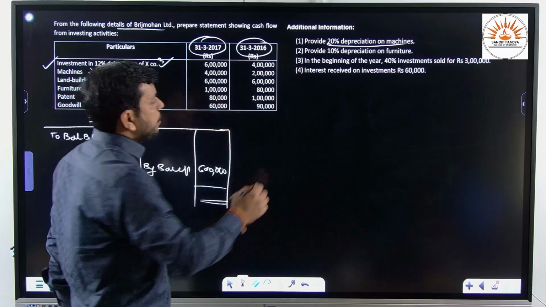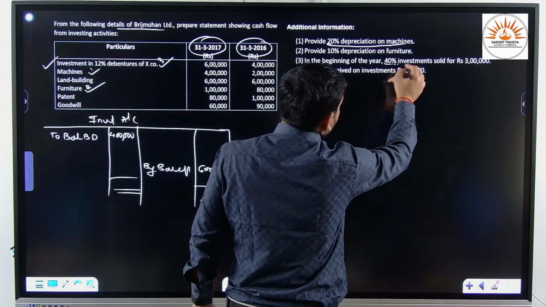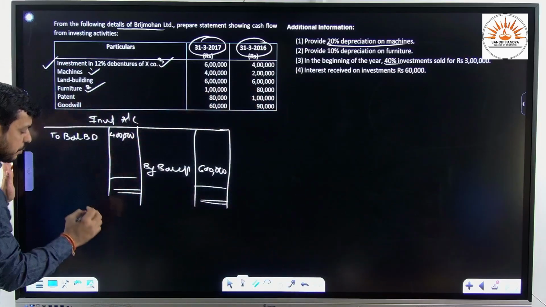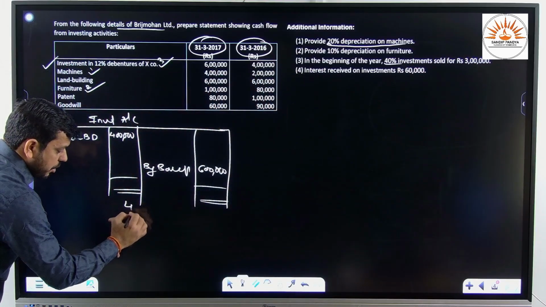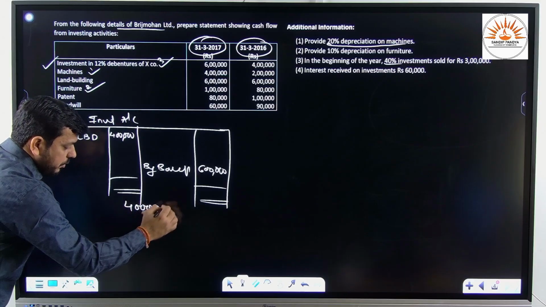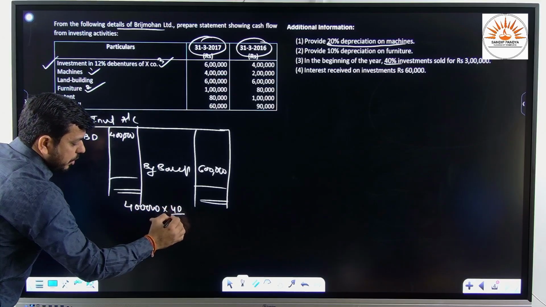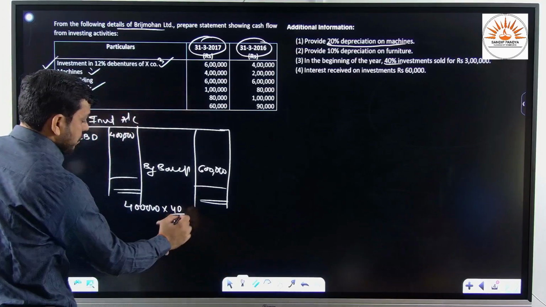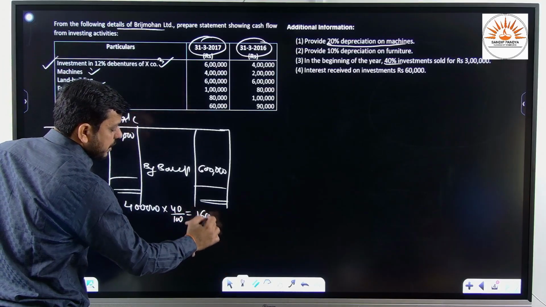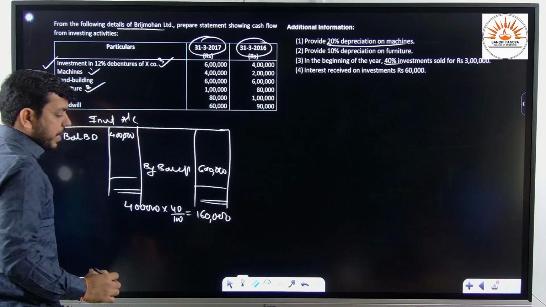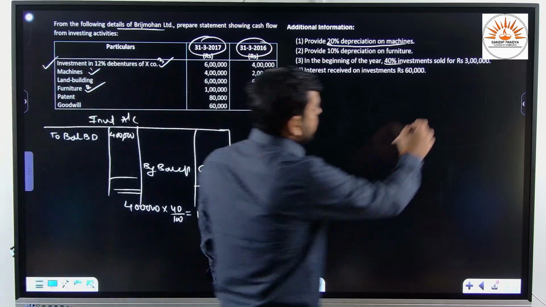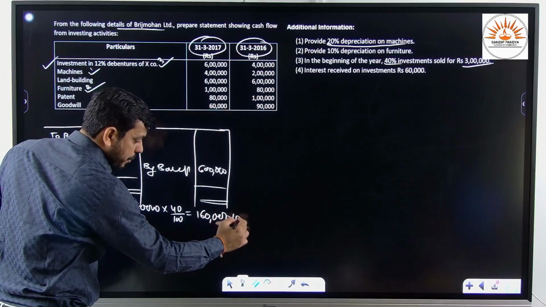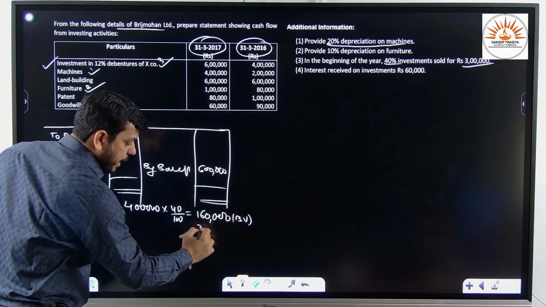But here we have been given that in the beginning of the year 40% of investment are sold. So what was the value in the beginning? That is 4 lakhs. So let me show you the calculation. 4 lakhs into 40%. So is it 40%? Yes, 40%. So which will be rupees 1,60,000. So investment worth rupees 1,60,000 was sold for 3 lakhs.